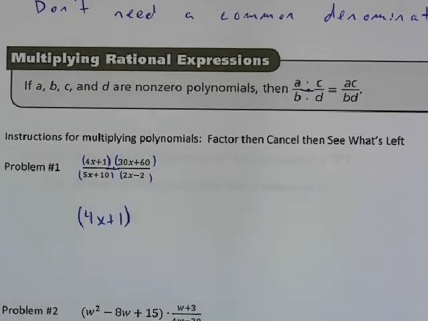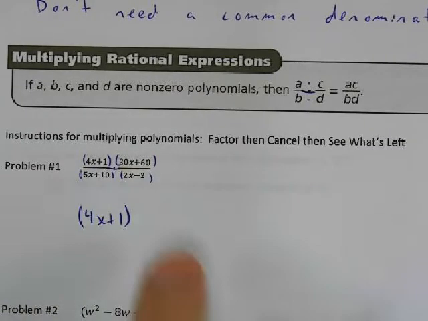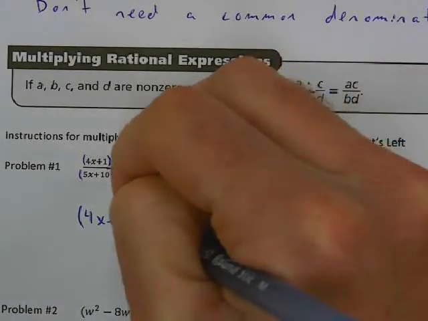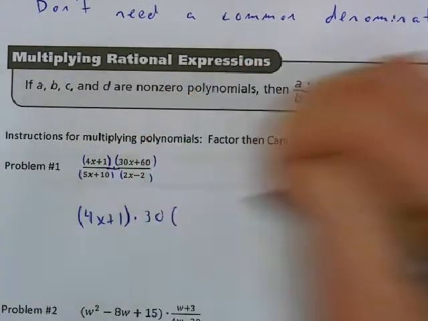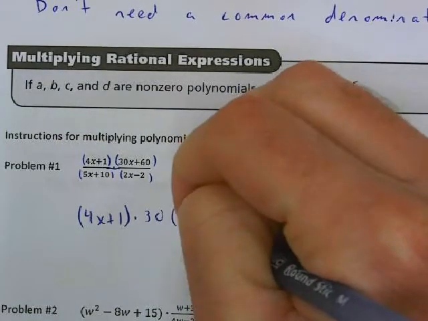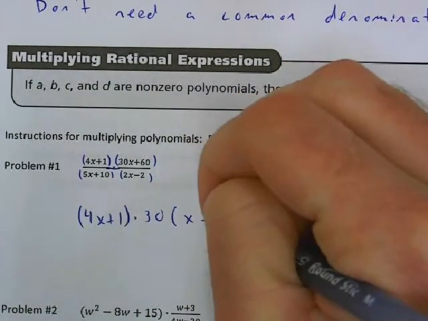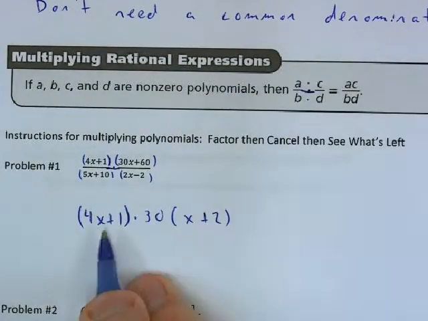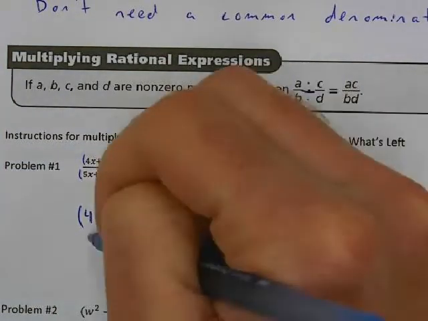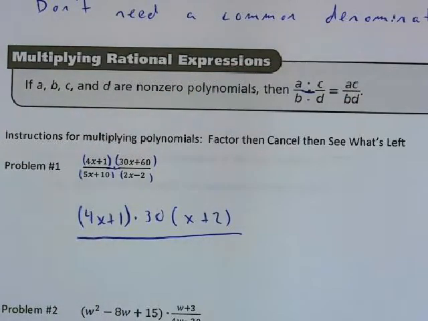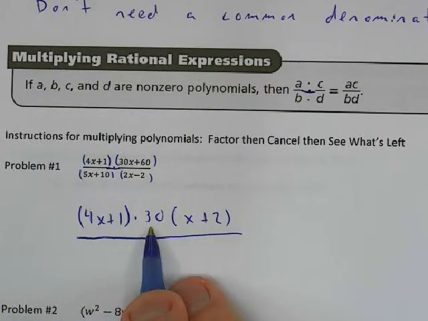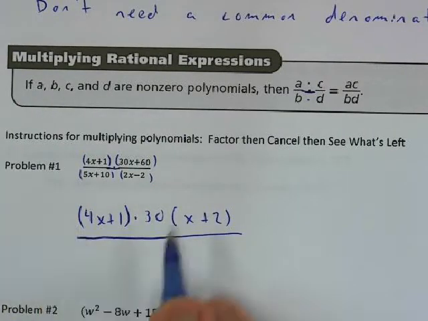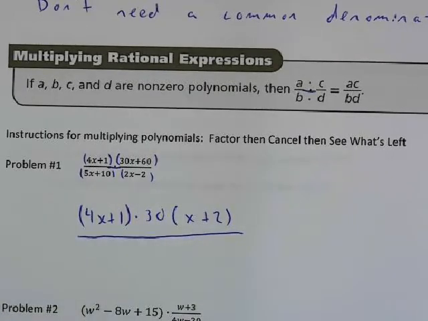30x plus 60, what can we take out there? Well, 30 and 60 have a 30 in common, so I can take out a 30. So I'm going to just put times 30. And if I take out a 30, I'm left with x plus 2. Okay, so I've got these three things on the top of my fraction. And the order doesn't matter. A lot of times we'll put the number first, or the monomial first, and then the binomials, but technically it doesn't matter.